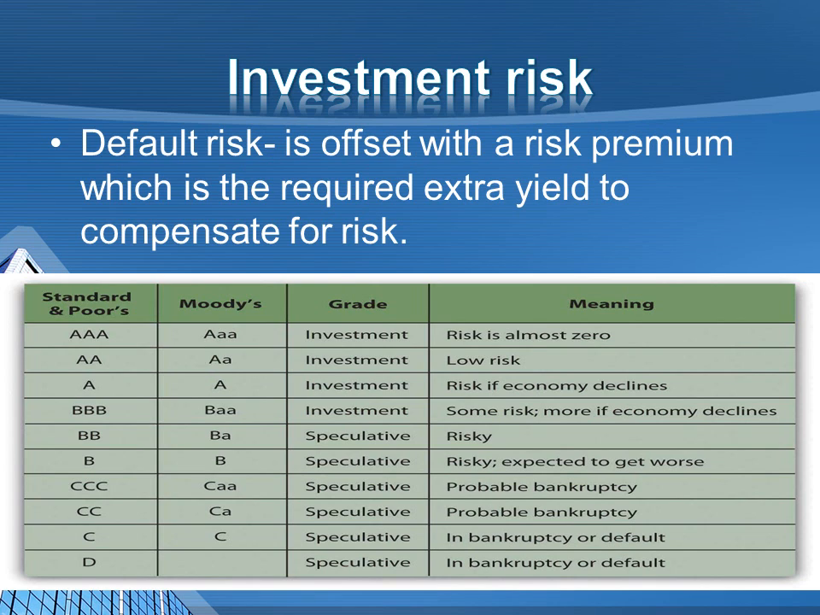Default risk comes with any type of investment that you have. A default risk can be offset with a risk premium, which is the extra yield or the extra interest required to compensate for the amount of risk. So let's say, for instance, I know that the $1,000 that I invest in John, I'm going to get back for certain. So I may tell John I only want 4% interest on that $1,000 investment.